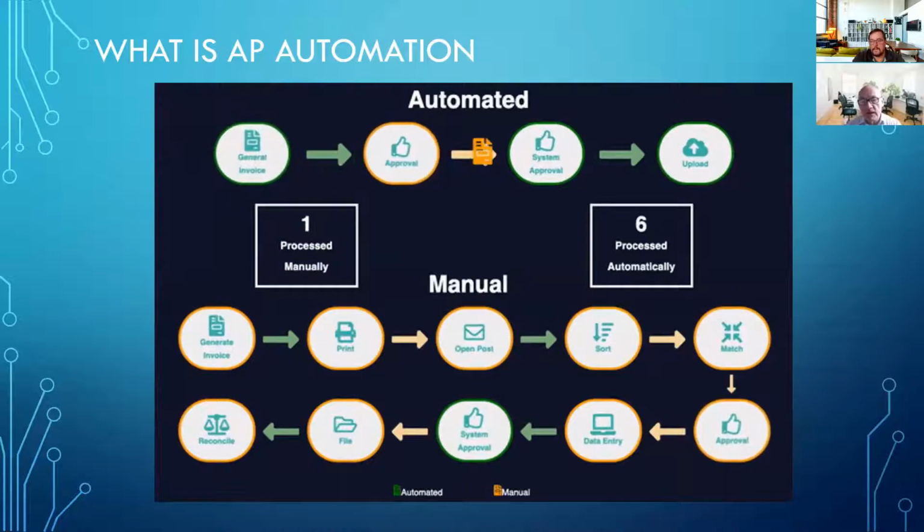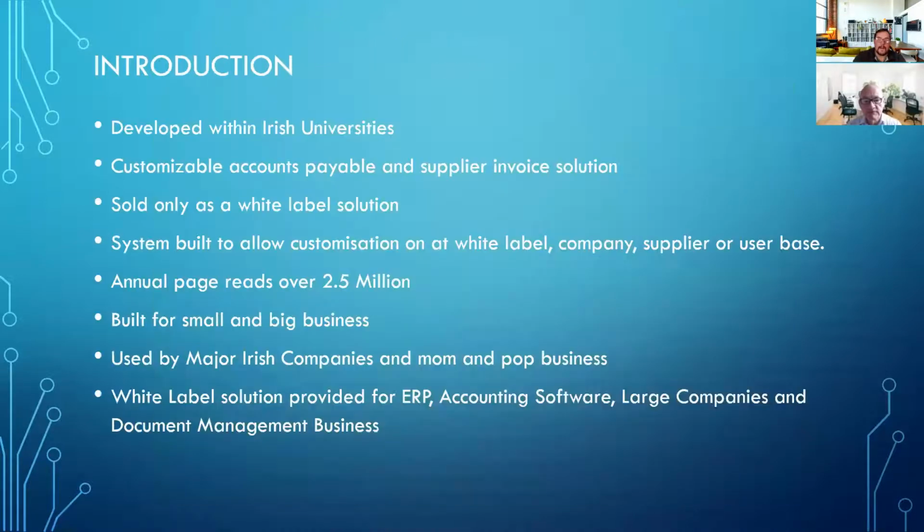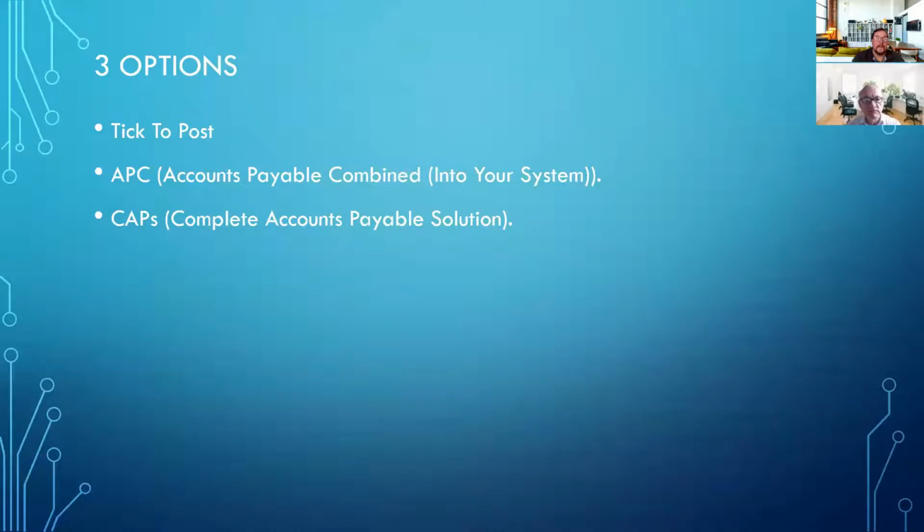You mentioned the large businesses and even the mom and pop businesses. So is this why you have 3 solutions, Adrian? Yes, the reason we have 3 solutions is because different computer systems have different functionalities and different businesses want to do different things. So what we have is 3 simple solutions.